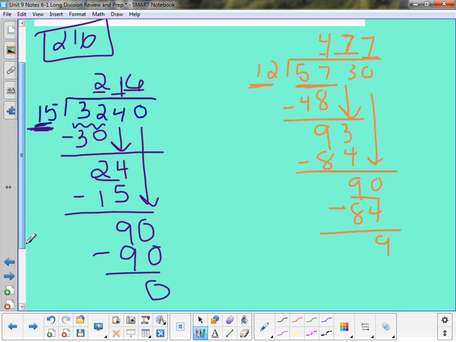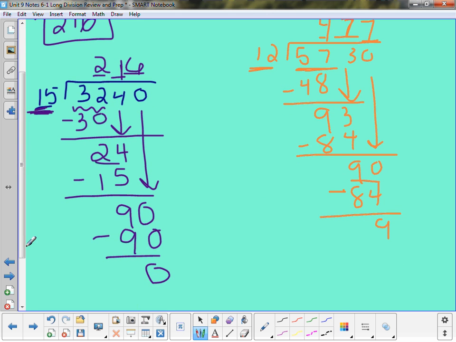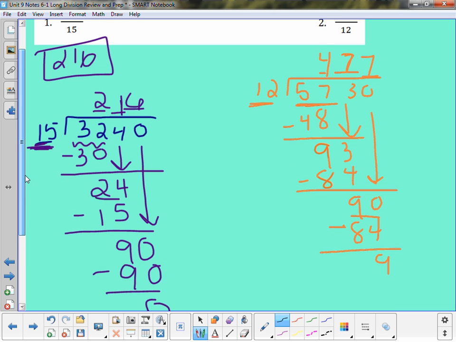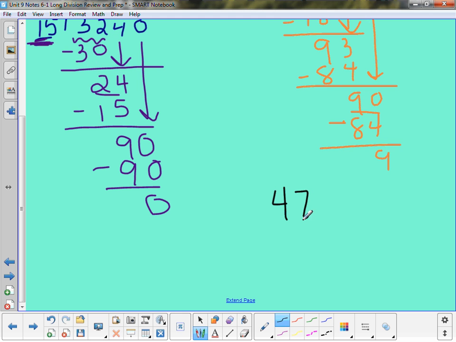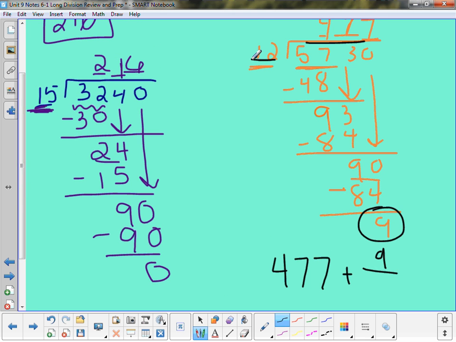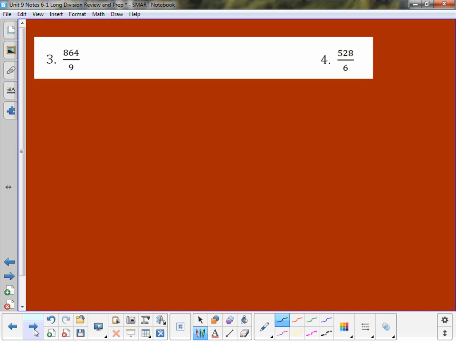Well, I don't have any other numbers that I can bring down. So I have a remainder. So what I'm going to do is write out my answer from up top, which is right here. So I'm going to write that answer out first, 477. And then I'm going to add my remainder. I'm going to take what number is left over here, and then I'm going to divide it by my divisor, which is 12. So I get 477 plus 9 over 12. Now if you want to reduce that fraction, you can, but you don't have to. Okay? Next, let's take a look at number 3.